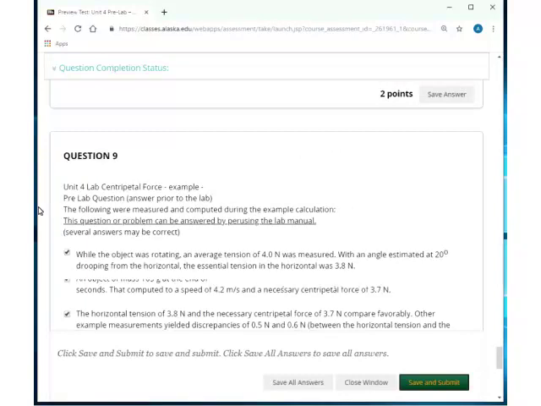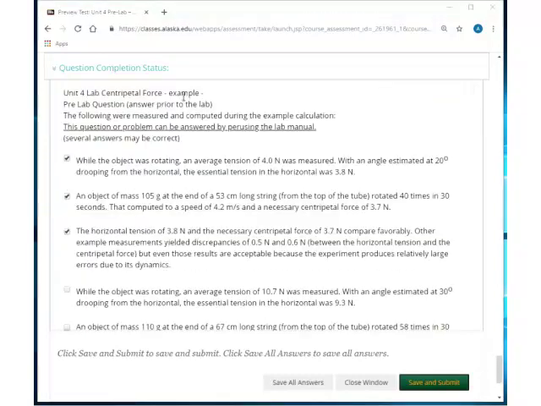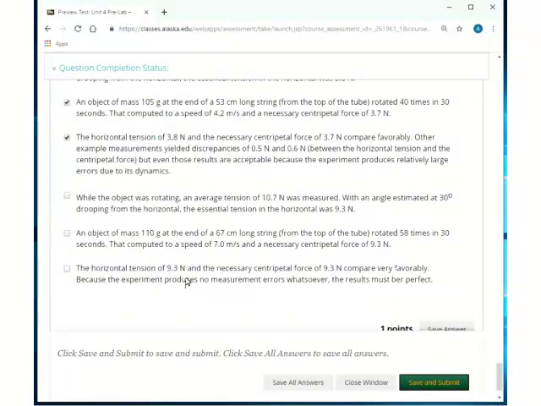All right, the example that is posted for this lab, 3 of these apply. Look at the numbers. These statements down here, they may be actually correct, but they're not posted as the example in the lab manual. And that's the recording for Unit 4 pre-lab.